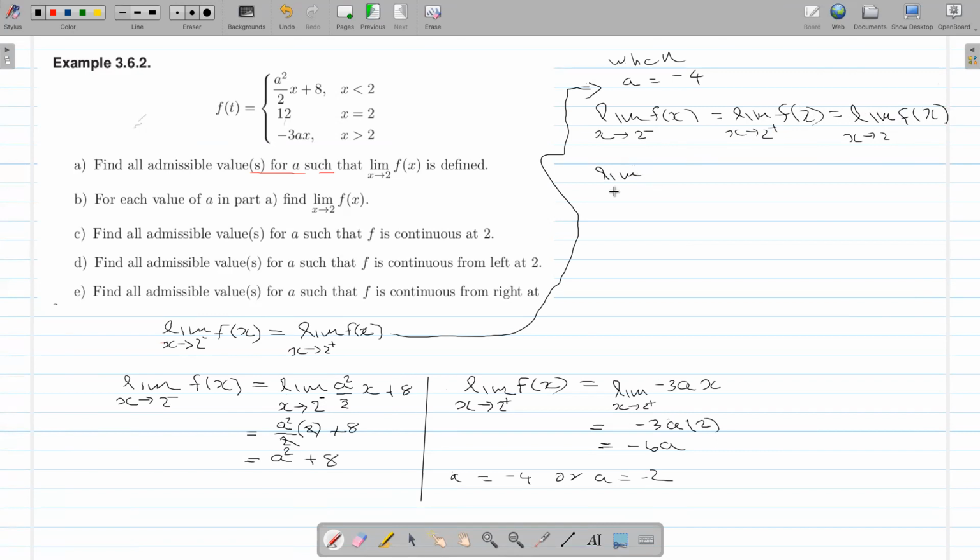Okay, limit as x goes to 2 of f(x), I can find the a value for this or this, so it's easier to plug in a for this guy, 6a. So I will plug in there, 6 times -4, this is 24. Okay, so when a is equal to -4, the limit as x goes to 2 of f(x) is 24.